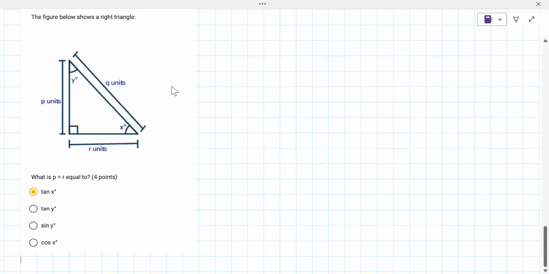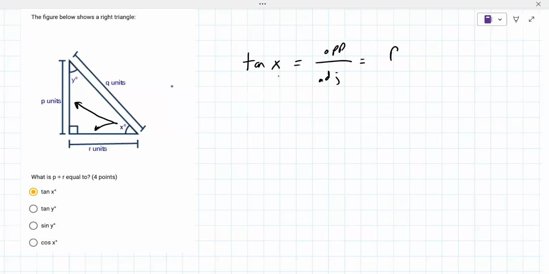The figure below shows a right triangle. What is P divided by R? Yeah, so it's relative to which angle. You must just go through each of these, right? So like tangent of X is what over what? It's opposite over adjacent, which is P over R in this case. So that is correct. You really just have to go one by one to see which one matches up.